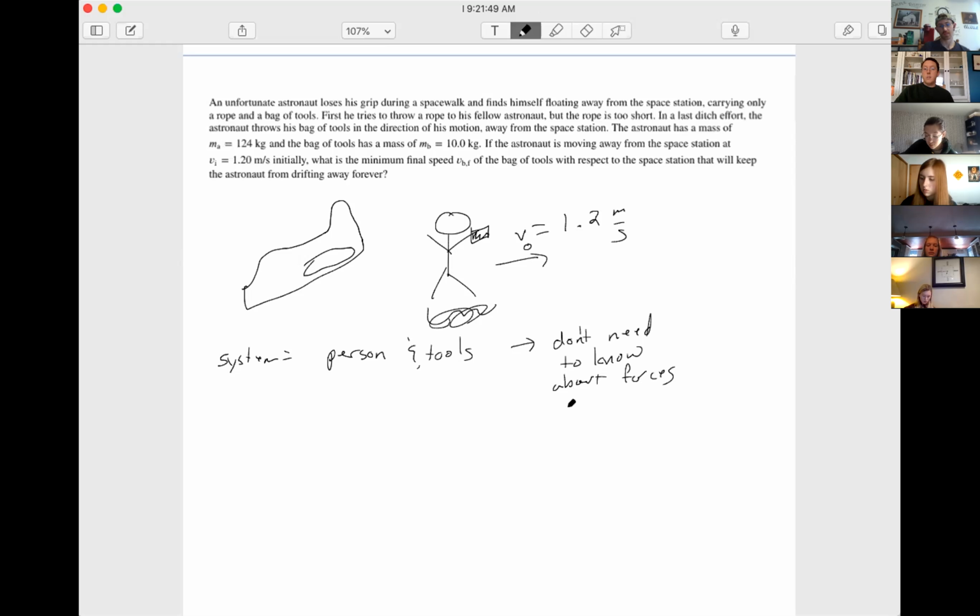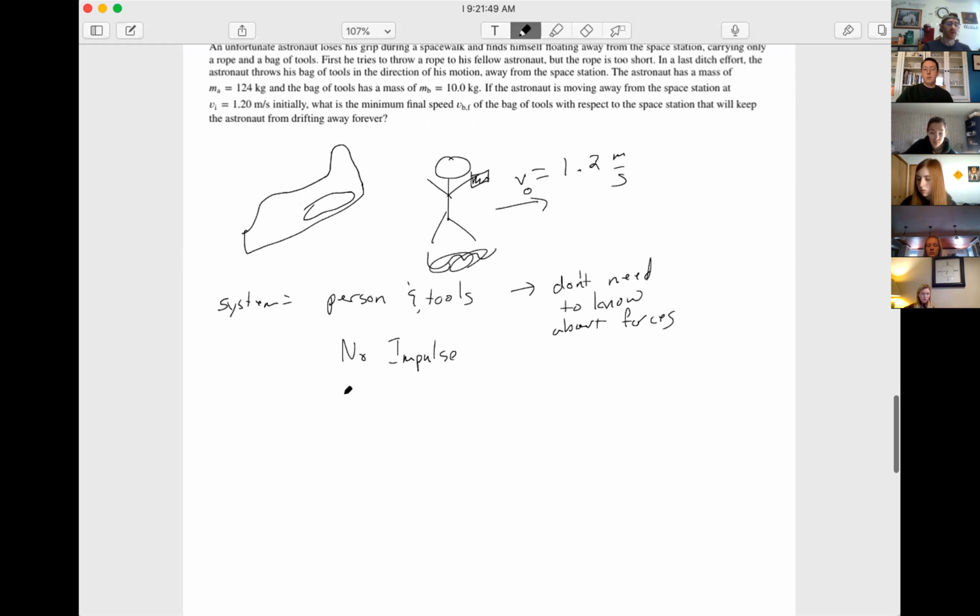And all right, so that means also then, just because it's in space, there's no other force acting on it. The ship is far away, it's not pushing on it. So that means there are no outside forces. That also means no impulse. Right? If there are no outside forces acting on the combined system, then there's no impulse.